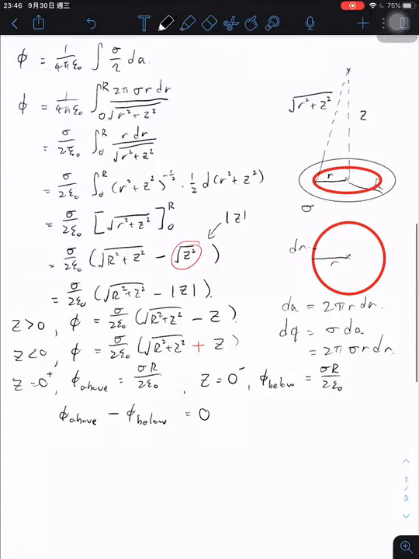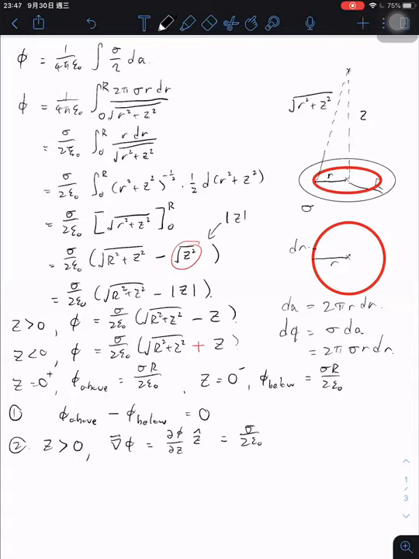So that is the first boundary condition. For the second boundary condition, we have to take the gradient of the electric potential. For positive Z, we have the gradient of phi. Basically, we just have to take the partial derivative with respect to Z, because the potential only depends on Z and is independent of X and Y.